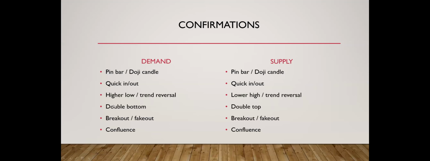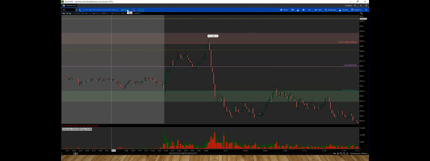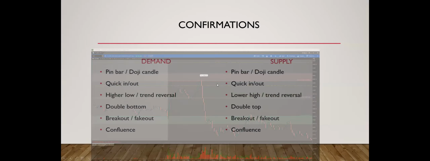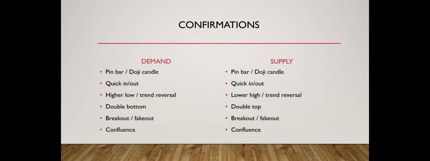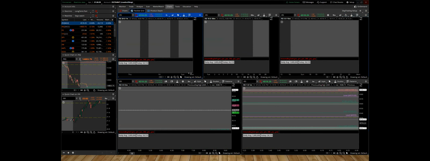Minor confirmation: double bottom in demand, double top in supply, breakout, fake out, which is what I was talking about earlier. So any type of confluence that I can have, let's say I'm trading ES today, and what I do have on my chart, let me try to pull it out. What I do have, so I have all my zones here. I mean, sorry, my time frames, and I have NQ on the left.